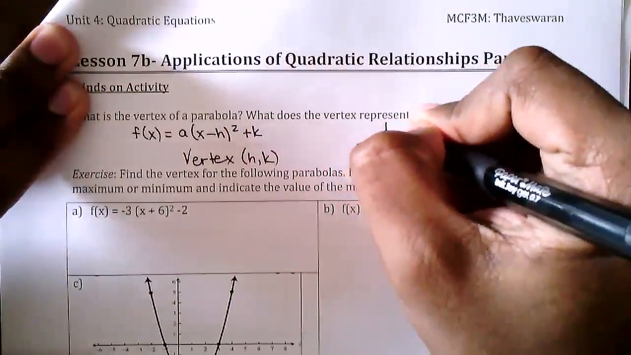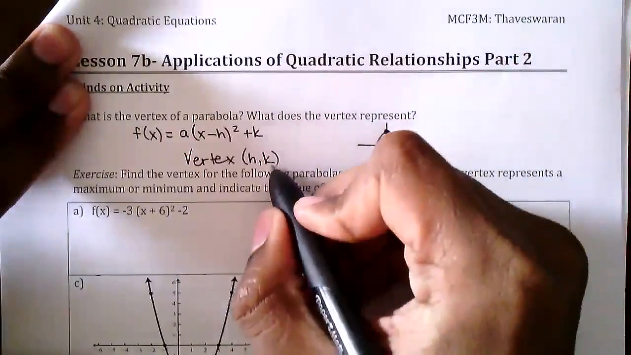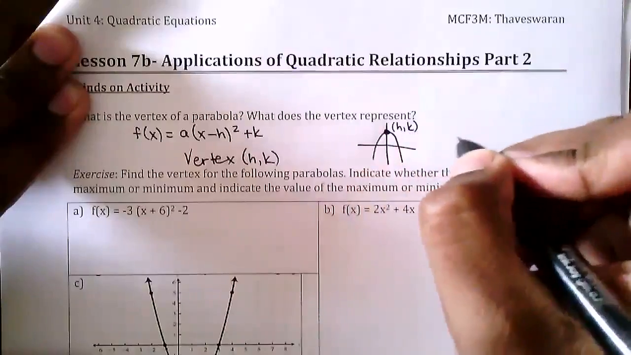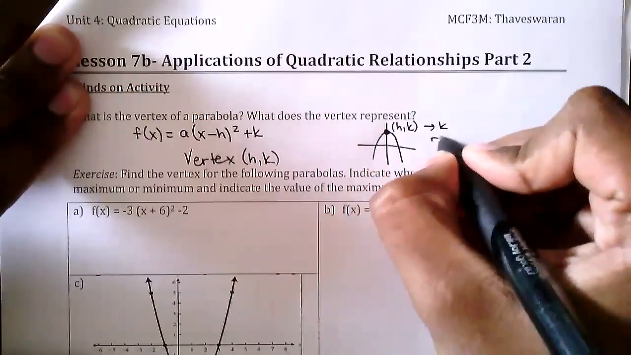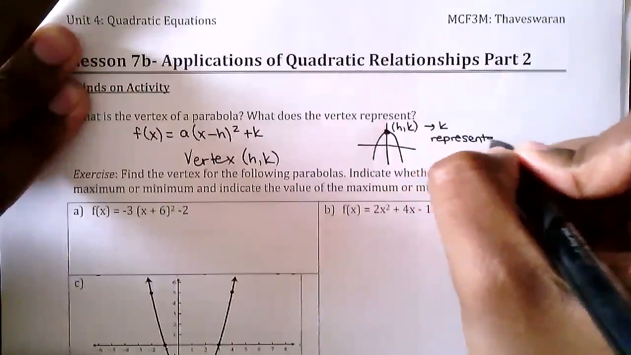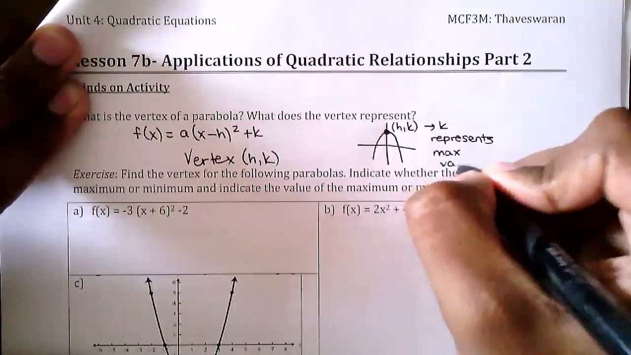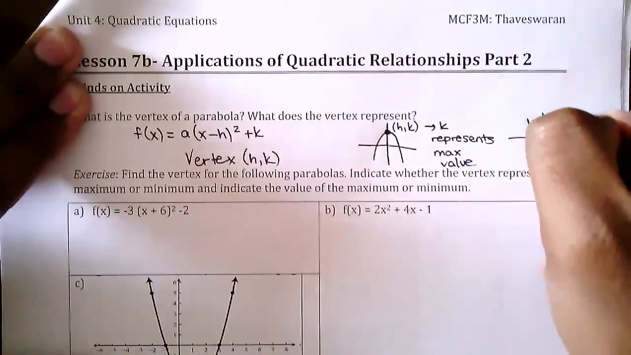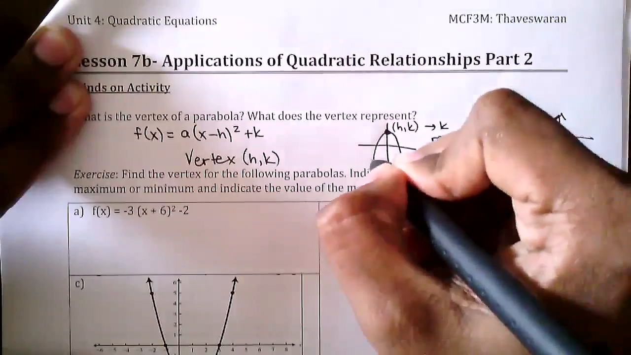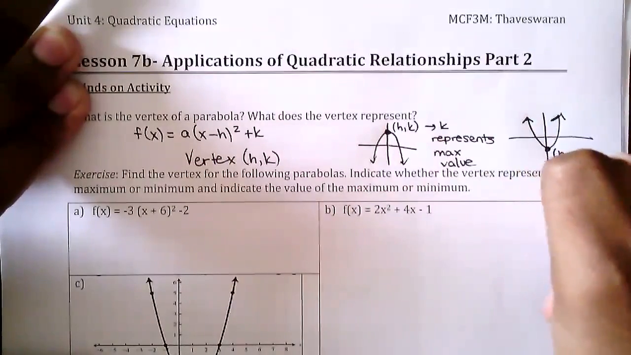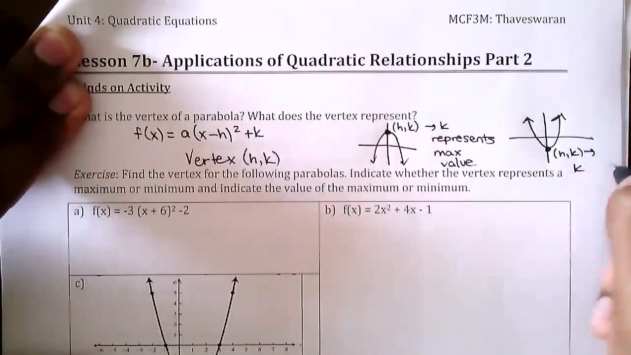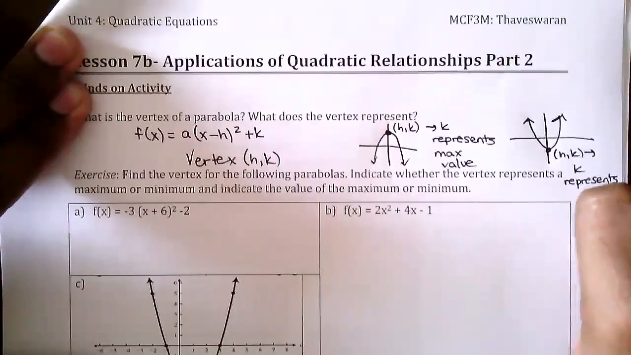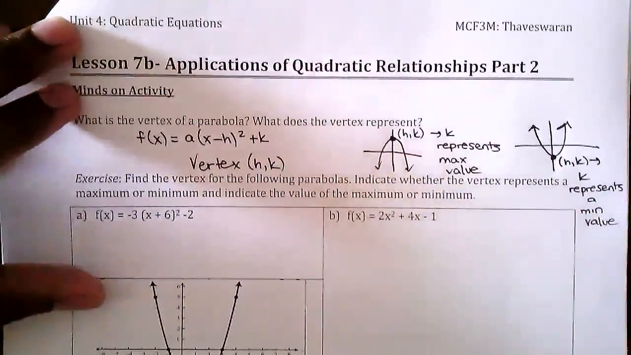So if our parabola looks like this, that means the vertex is (h, k), and the k represents the maximum value. On the other hand, if I had a parabola that opened up like this, again, my vertex here is (h, k), and here k represents a minimum value.